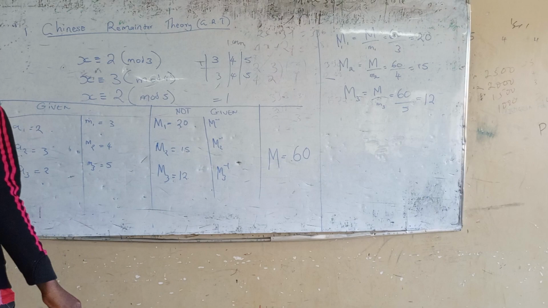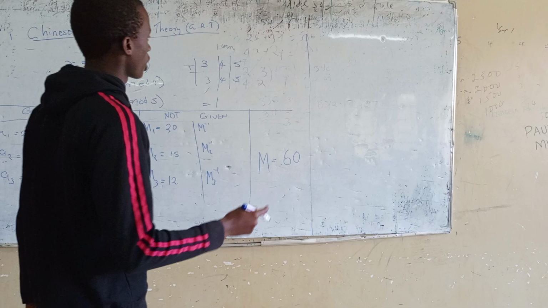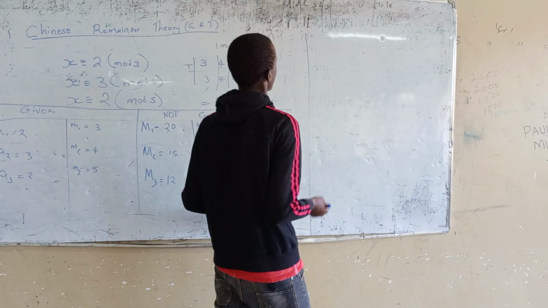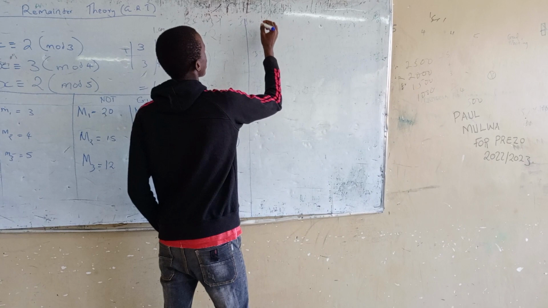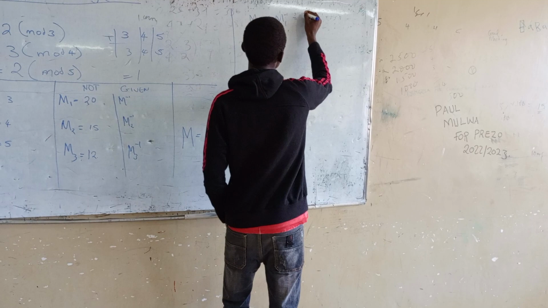We have finished finding the M. We need to find the M1 inverse. There are two formulas you can use: the Euclidean way, or you can try using the trial method. You go with which one is best for you. So the formula to find the M1 inverse is that M1 times M1 inverse is equal to 1 modulo.